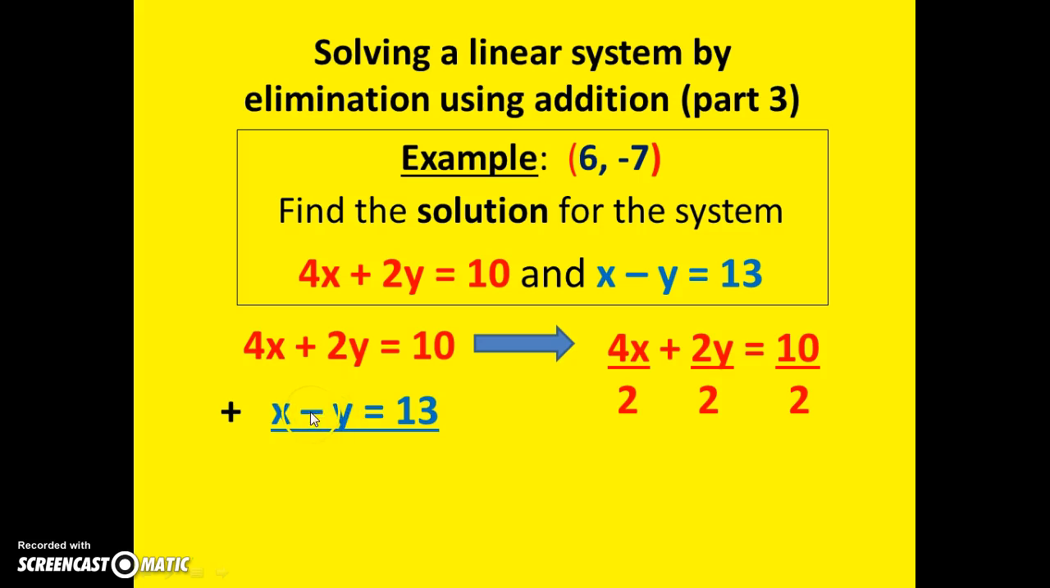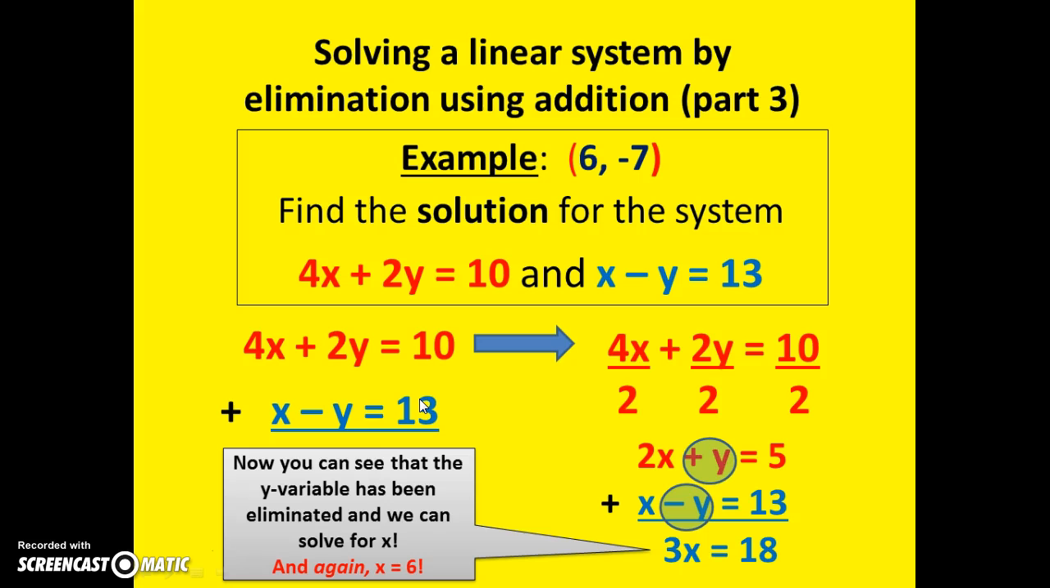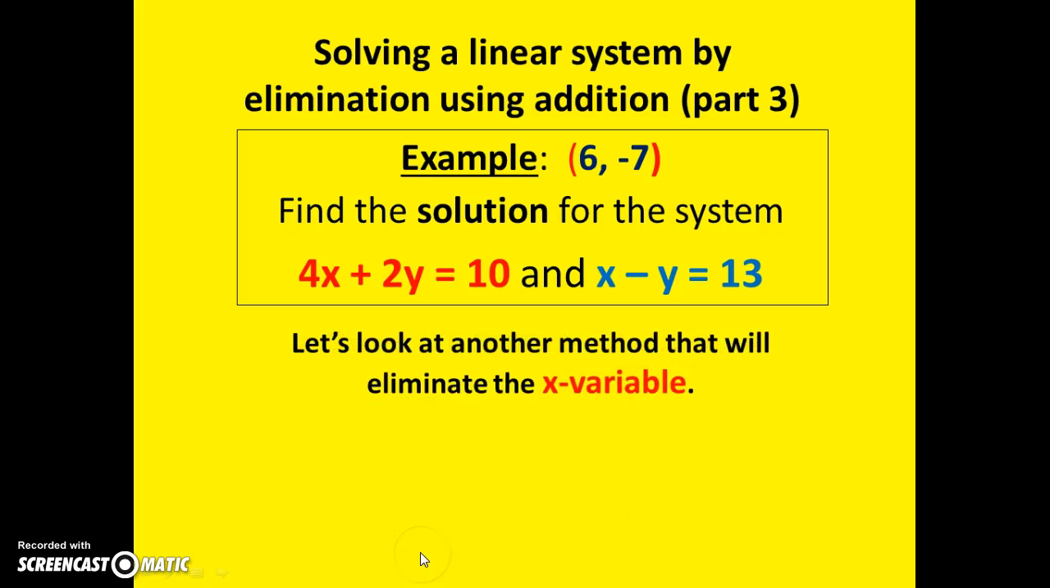Why? Because we wanted to get a 1 in front of the coefficient, or just have this coefficient look like that, just a y. Because remember, when there's no coefficient number in front, we know it's 1. All right, and then we add it. We can see the y's get eliminated, and we solved for x again, and then we can finish the problem.